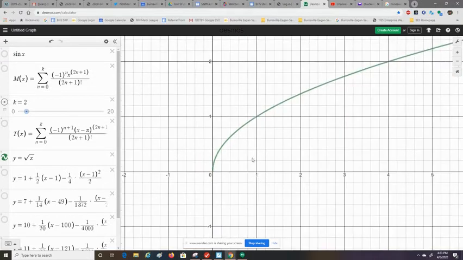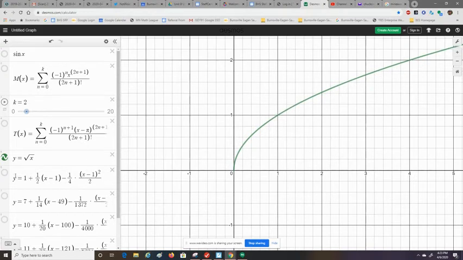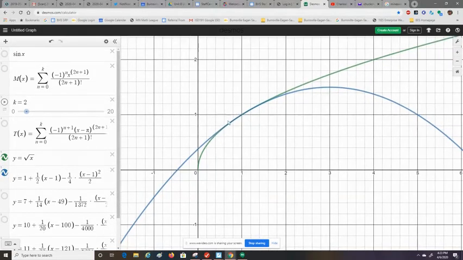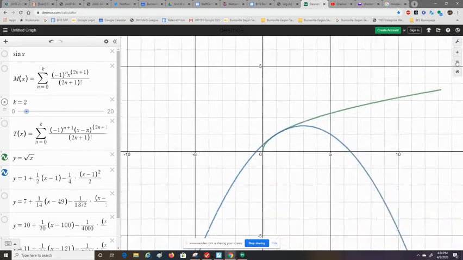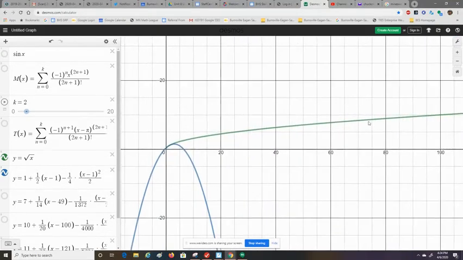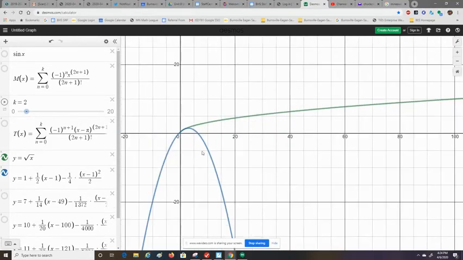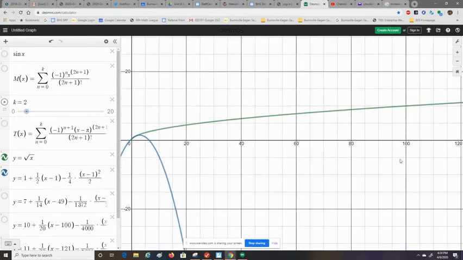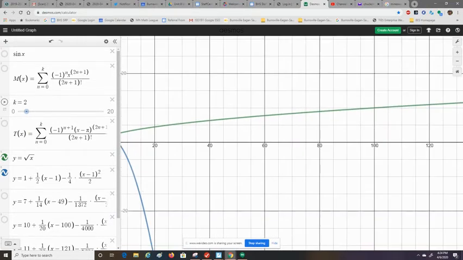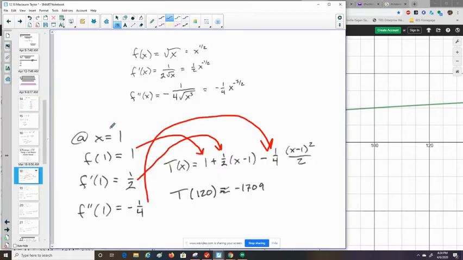So here we've got the square root function, y equals the square root of x, and the Taylor series that I just plugged in, centered at x equals 1, looks like this. It's great around x equals 1. But if I'm going to use this to approximate the square root of x at x equals 120, we can see there's 120 over there, and this is nowhere close. At 1, it's fine, but far away from that, it is a hot mess. So let's try something that's a little bit closer.